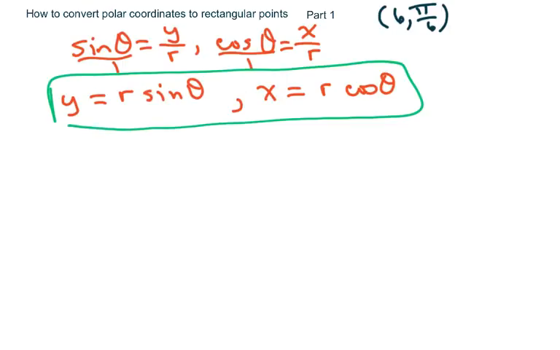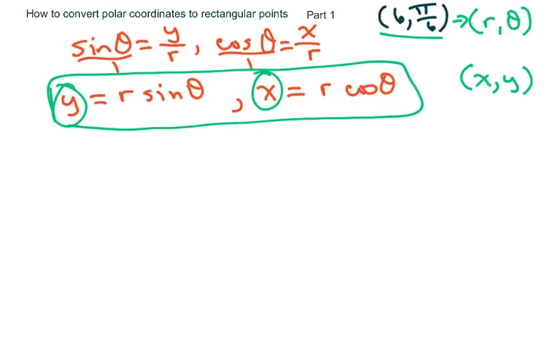Because when we convert, this form is in r comma theta, the ray and the angle, and we want it as an ordered pair, x comma y. So this is where we're going to get our y and our x.